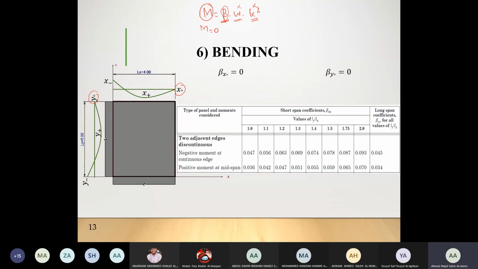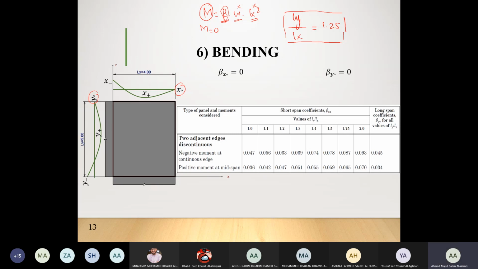Okay. I'm going for the other things which are x positive, x negative, y positive, and y negative. Now you can see that we said this slab has two adjacent edges discontinuous, and this is a part of the table for this particular case. And you can see that we have negative moment and positive moment coefficients. Now how much is your Ly over Lx in this scenario? Ly over Lx, we have found it earlier, is equal to 1.25. Now we don't have 1.25, we have 1.2 in the table and we have 1.3.